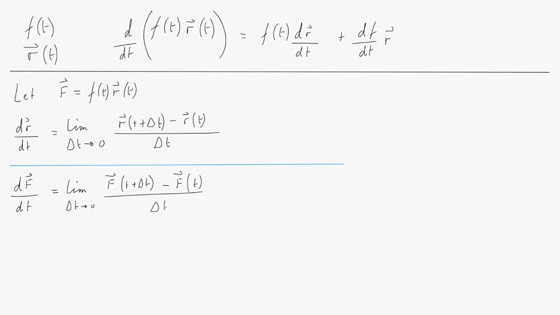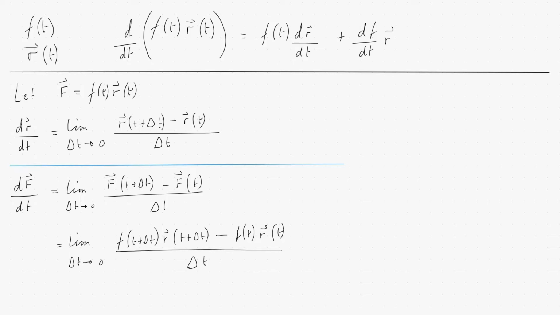Now, from here, let's substitute in the very definition of F. We can say that it's the limit as delta t goes to 0 of f at time t plus delta t multiplied by r at t plus delta t, minus f of t r of t. It's just straight applying the definition.